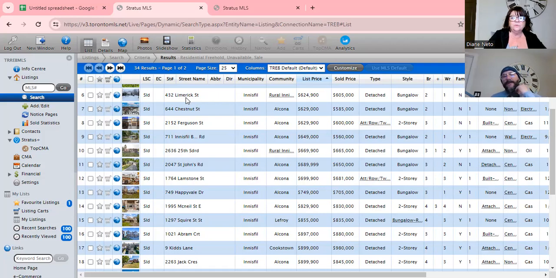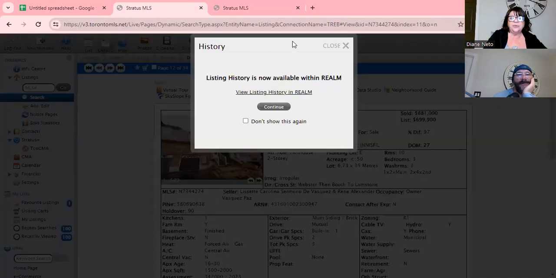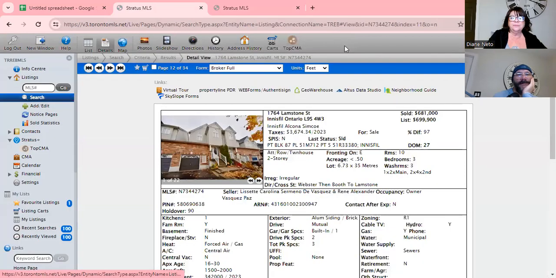Okay. You remember the Lambstone townhouses? Okay, let's go through this. This is a big one. It was listed at $699. It says on the market 27 days. I bet you it's longer. Sold for $681, 97% of the list price to sale price. Let me see the history quick. Why can't I just see it? Or address history. You're doing the other one.